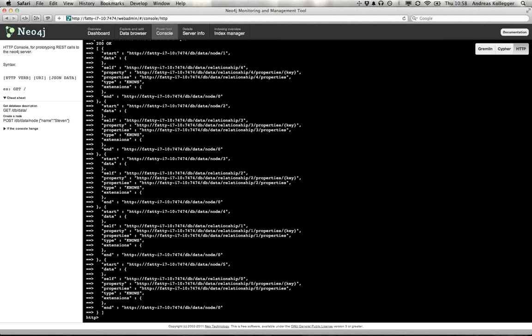Node 2, node 3, node 4, node 5. So each of the relationships that we've collected is returned here as JSON objects. Really easy to parse. And again, if you don't have a client library for your language, it's easy to use this directly to actually do stuff with the graph.